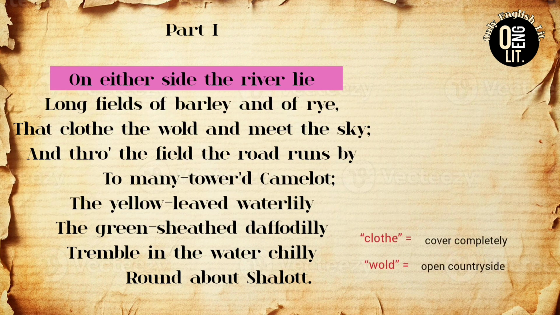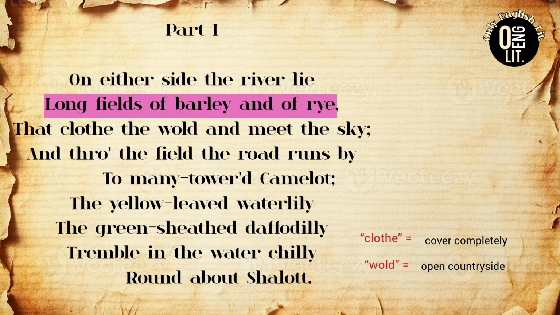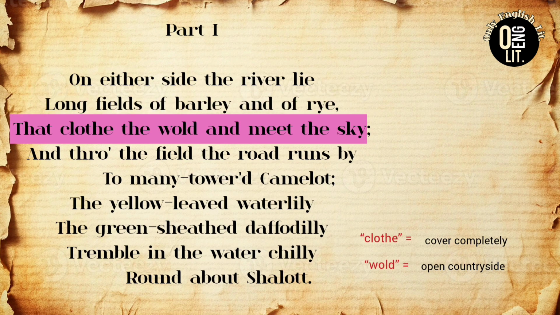The poem describes a river flowing through the land. On either side means both banks of the river. The word lie suggests stillness and calmness. These are large fields of two types of crops, barley and rye. Those long fields are spread so widely that they seem to cover the entire land and stretch far enough to appear to touch the horizon, the sky.